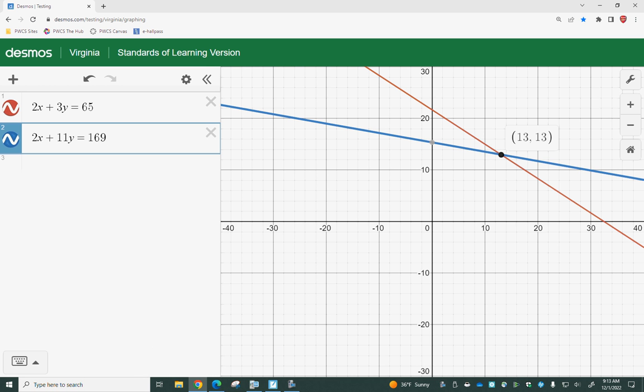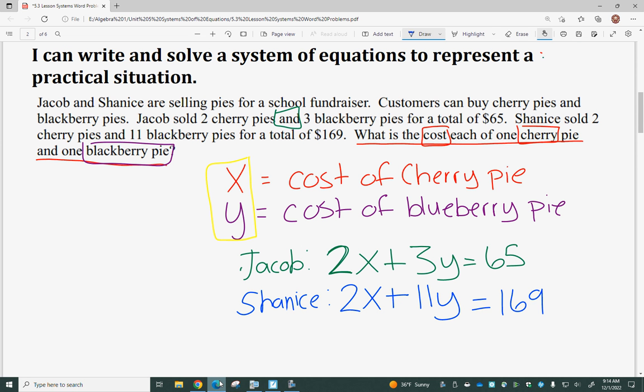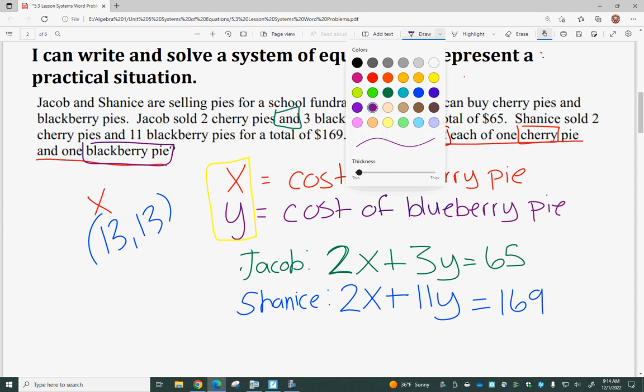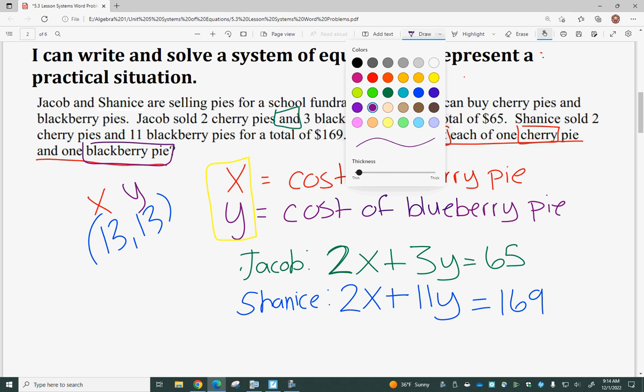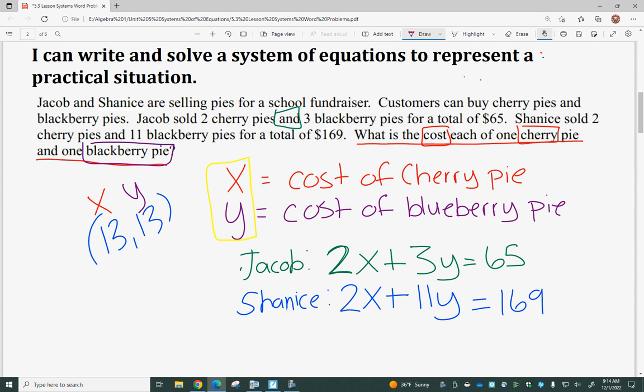And they cross right there at that point, (13, 13). So I'm going to grab that and copy it down. It's important to know what those numbers mean. Our first number is X, and our second number is Y. And the thing that we did here at the beginning is we defined what X and Y mean. And so we now know how much each of these things cost.